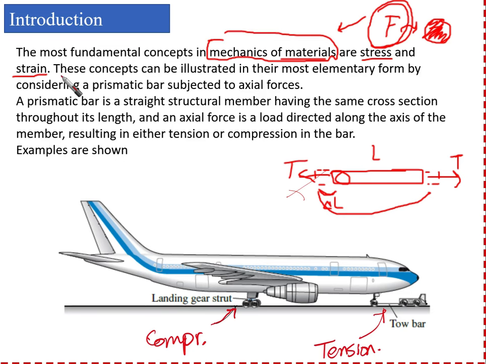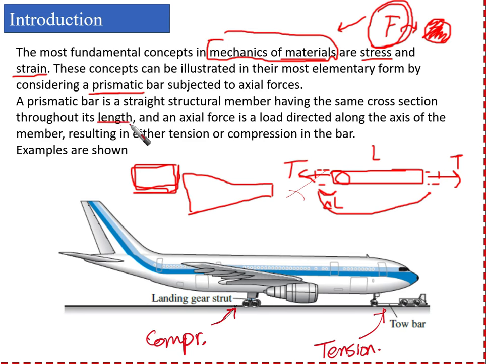Okay, these concepts can be illustrated in their most elementary form by considering a prismatic bar subjected to axial forces. Prismatic here means that the cross section is constant, meaning the cross section is not changing through the length. For example, this is a prismatic section. If I drew this section something like this, this is a non-prismatic section. A prismatic bar is a straight structural member having the same cross section throughout its length.